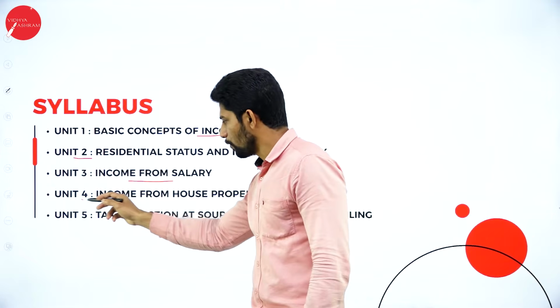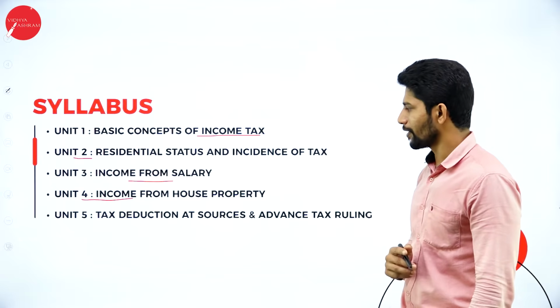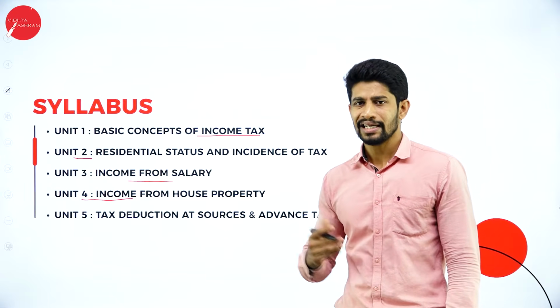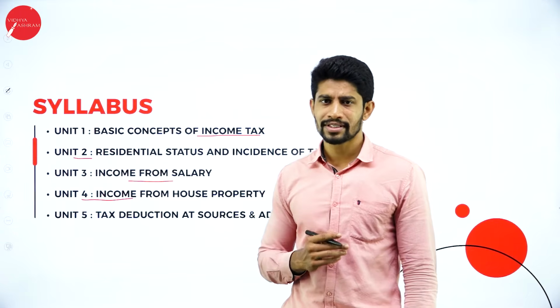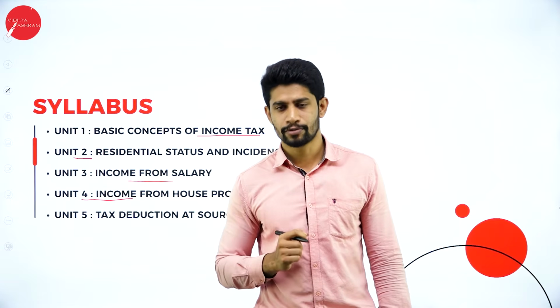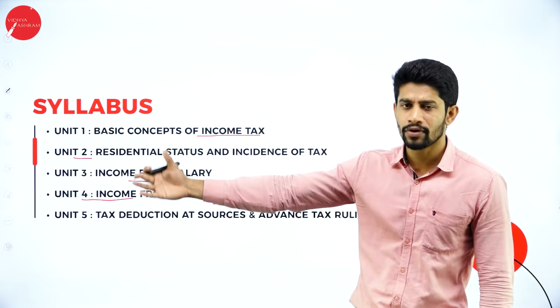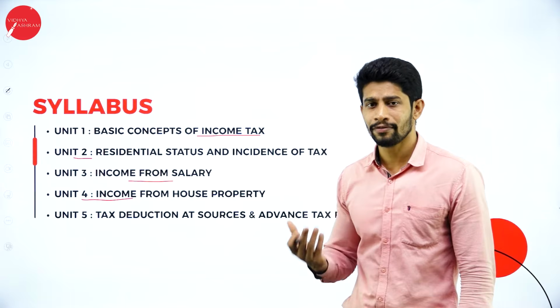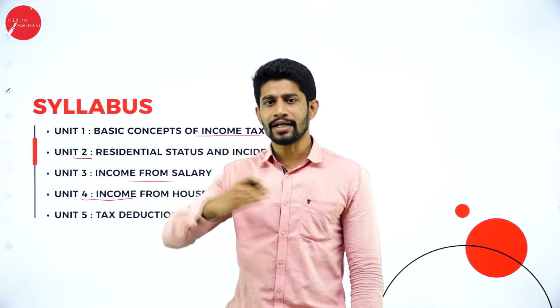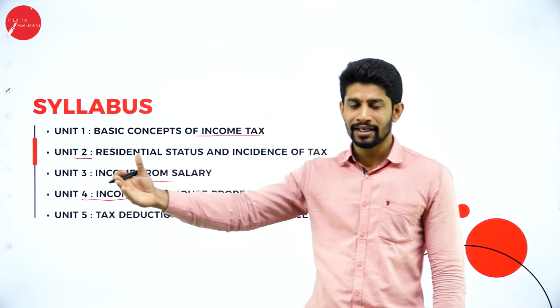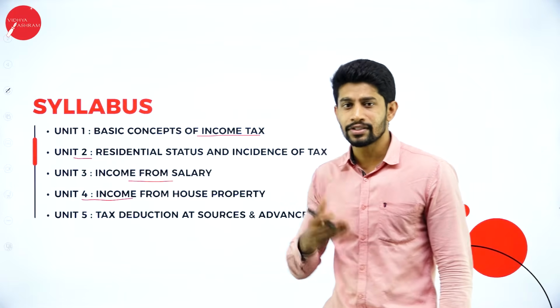Next, unit number 4 deals with income from house property. Here in unit number 4 we are going to study about income from house property. In case you have 3 to 4 houses, in one house you are staying and the remaining 2 or 3 houses are let out for the purpose of earning income. If you are letting out the property for rent, then whatever rent you receive, that is your income.